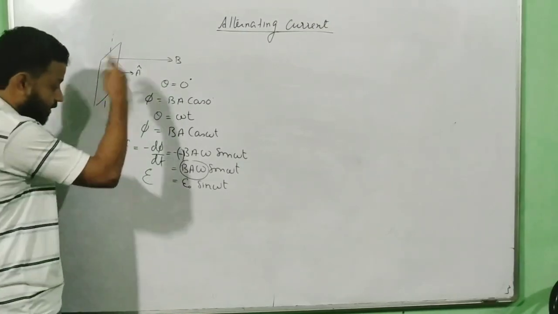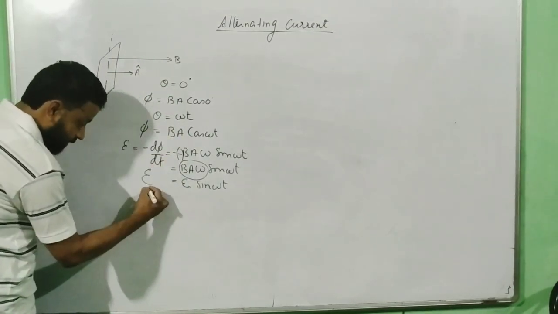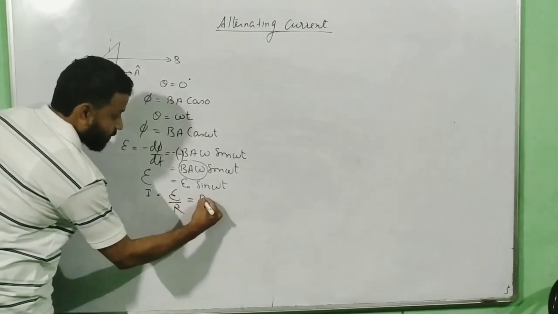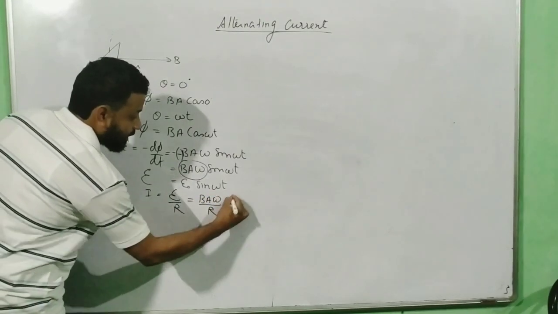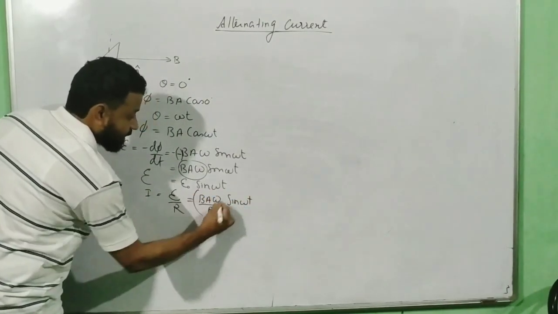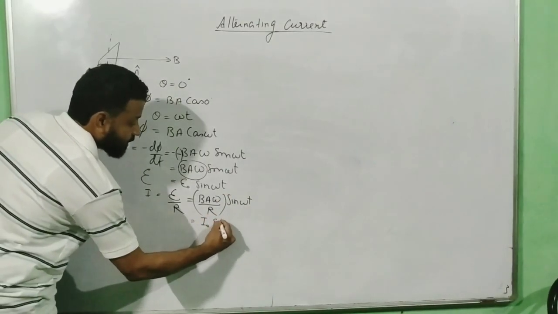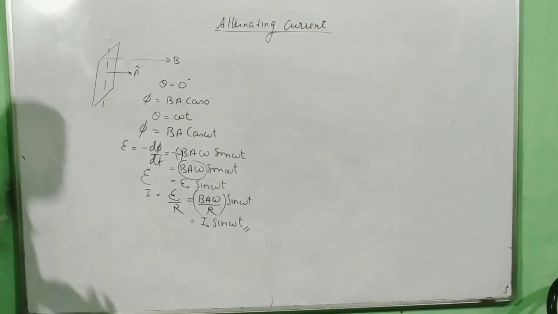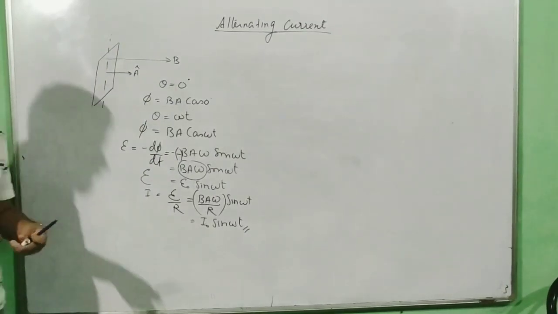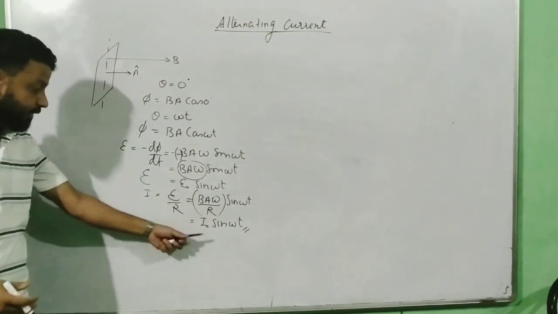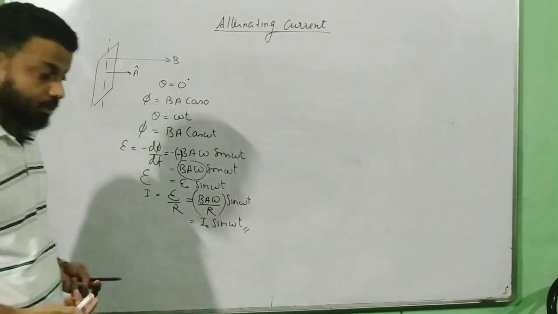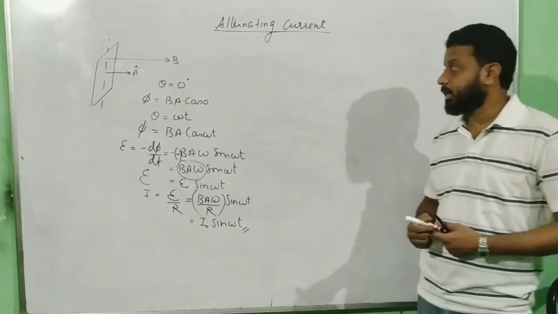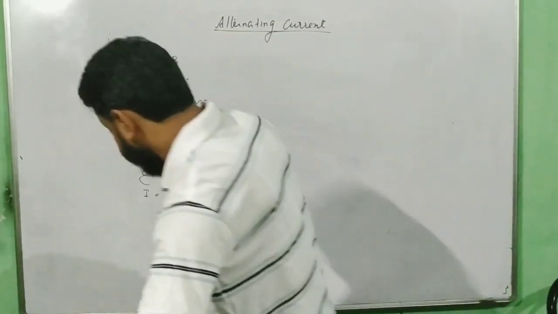And if the loop has some resistance, or the transmission line has some resistance, then I will be equal to EMF by R, which is equal to BA omega divided by R multiplied by sin omega t, and this value is called I naught sin omega t. So this is the entire story of the generation of electricity, and hence I have justified that I equal to I naught sin omega t is a proven fact that we have to use. Now moving ahead.